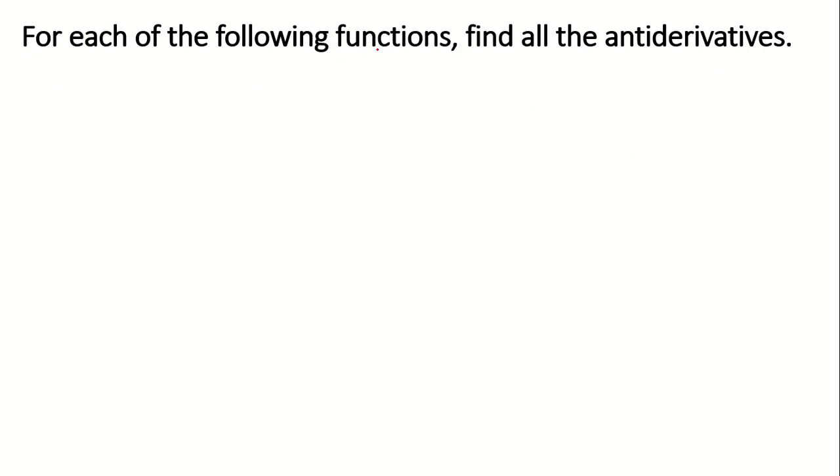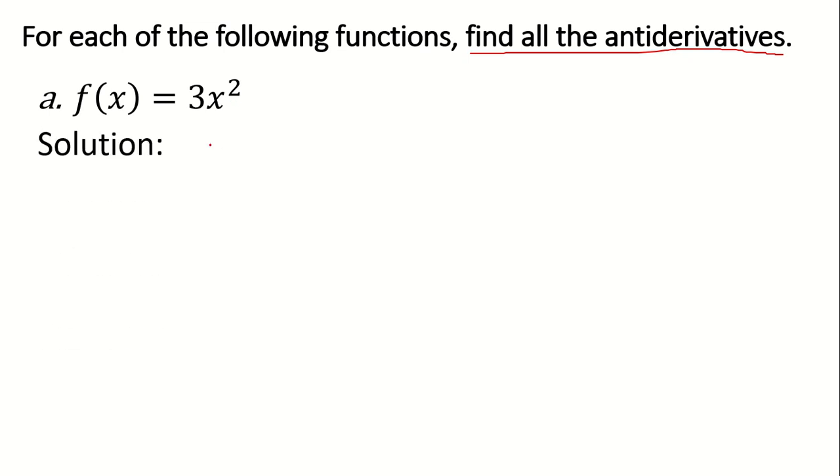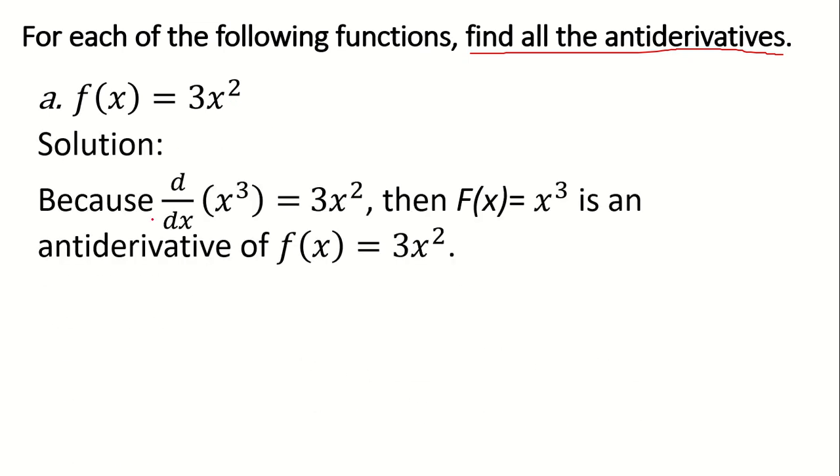Okay, so let's have an example. For each of the following functions, find all the antiderivatives. So example number 1, f of x is equal to 3x squared. Solution: because the derivative of x cubed is equal to 3x squared, then capital F of x is equal to x cubed is an antiderivative of small f of x is equal to 3x squared.